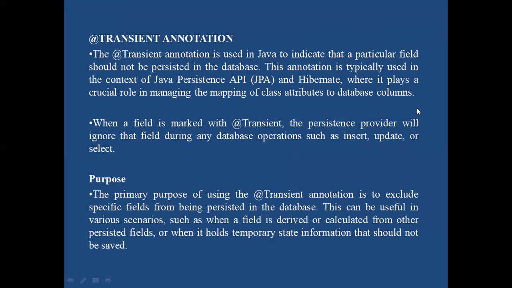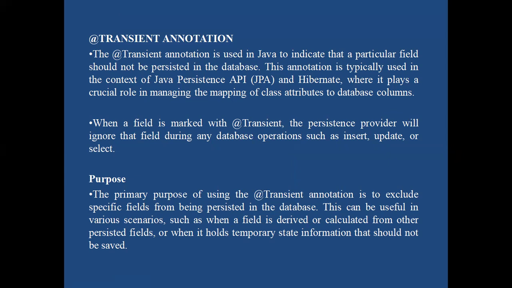In this video, learn about the @Transient annotation. What is the @Transient annotation? It is used in Java to identify that a particular field should not be persisted in the database. We cannot save that particular column in the database. This annotation is typically used in the context of Java Persistence API and Hibernate, where it plays a crucial role in managing the mapping of class attributes to database columns.